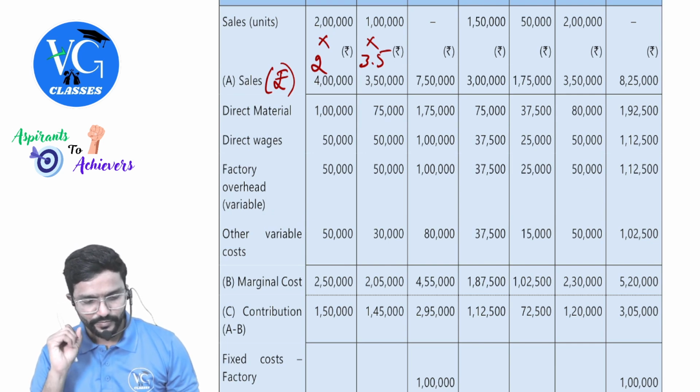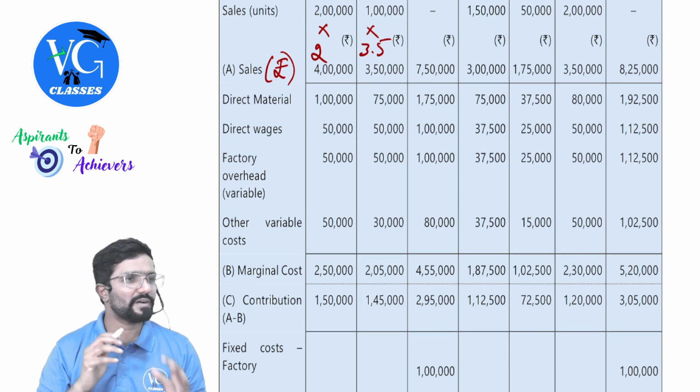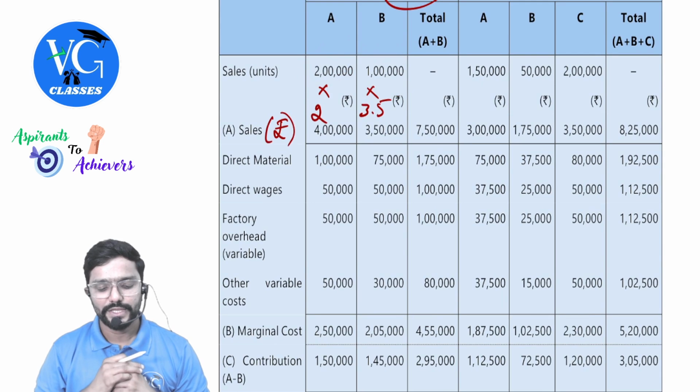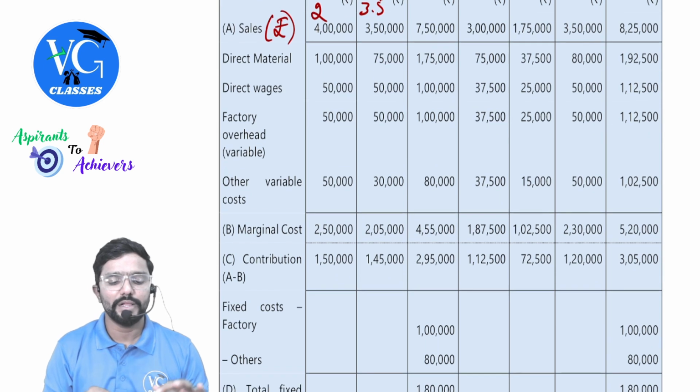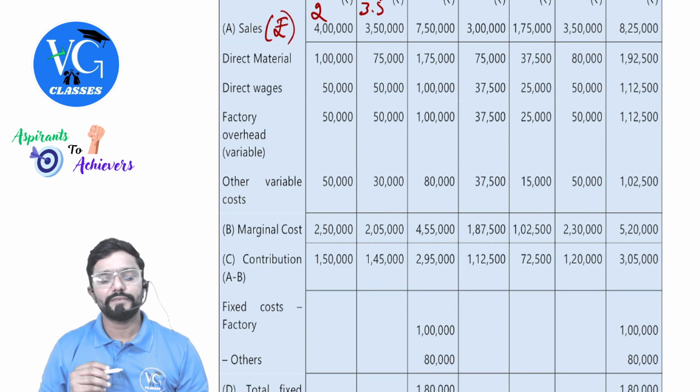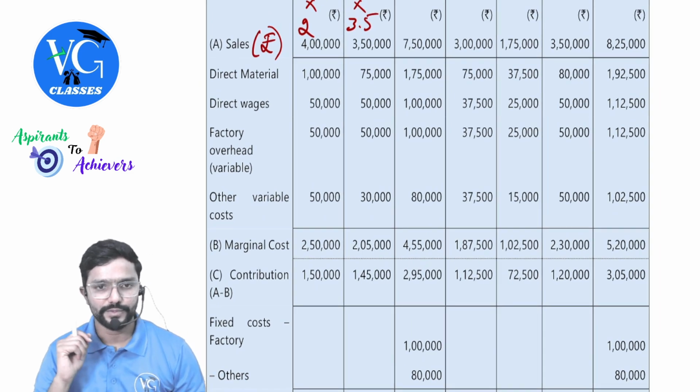Okay. Other variable cost per unit is given, guys. Just multiply with number of units. You will get the total other variable cost. Fine, sir. So add up all the variable cost. You will get marginal cost. Deduct it from sales. You will get contribution.